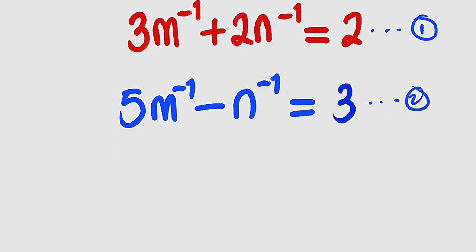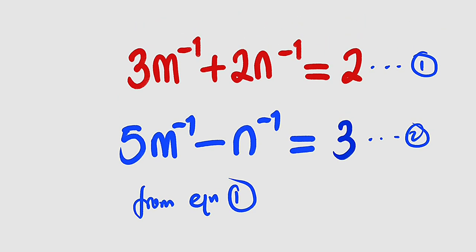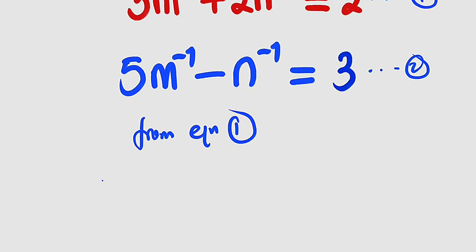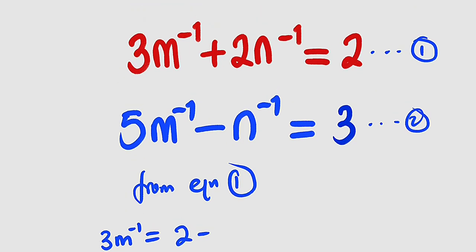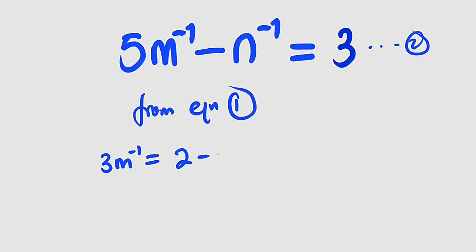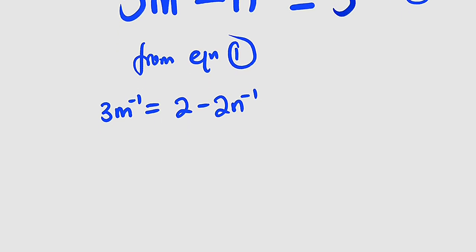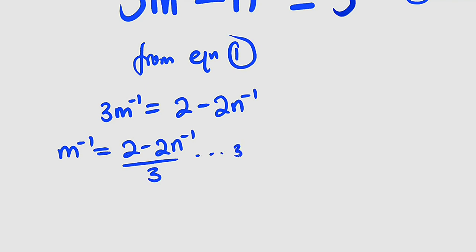All right, from equation 1, I would like to make m to the negative 1 the subject. So we have 3m to the negative 1 to the left, and this is equal to 2 minus 2n to the negative 1 as it crosses over. And since I want to make m to the negative 1 the subject, we can divide both sides by 3. Therefore, m to the negative 1 is equal to (2 minus 2n to the negative 1) divided by 3. And we can call this equation number 3.